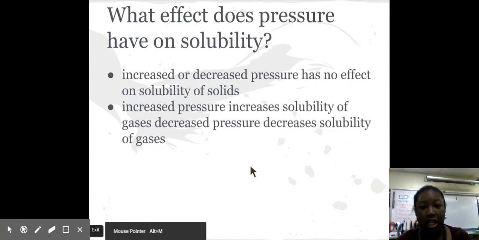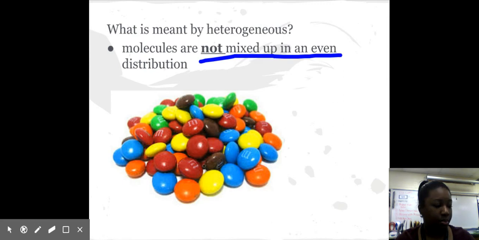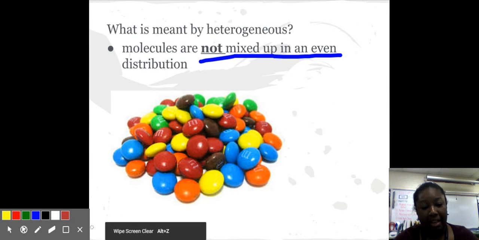So we talked about homogeneous, and now there's heterogeneous, and that is when molecules are not mixed up in an even distribution. M&Ms, for example, we see colors. Okay, it's not evenly mixed up. We see the colors, point blank. Okay.